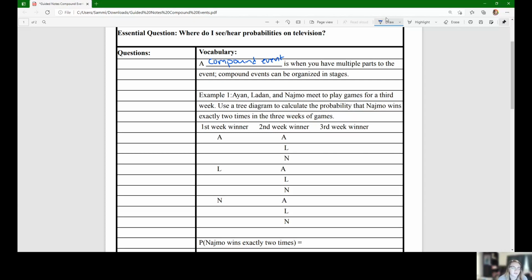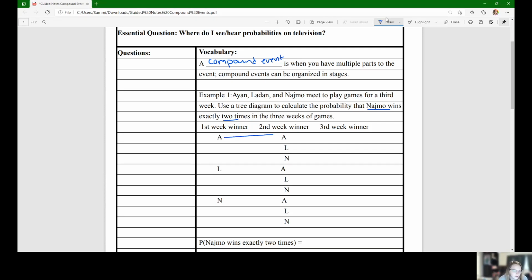So if Ion, Ladon, and Najmo meet to play games for a third week, they played it in an earlier lesson. Use a tree diagram to calculate the probability that Najmo wins exactly 2 times in the 3 weeks of games. So here we have the first week winner. We have Ion, Ladon, Najmo.